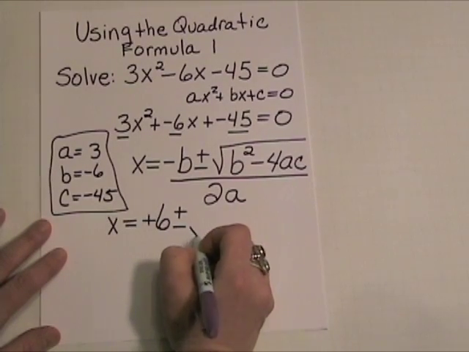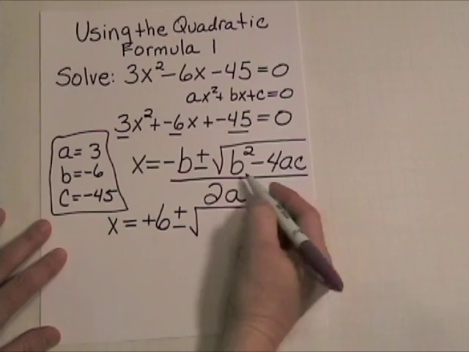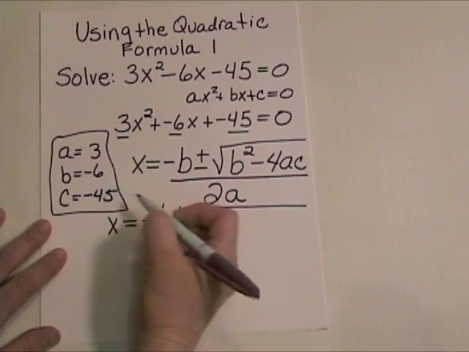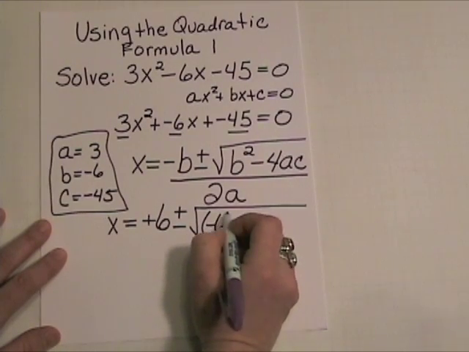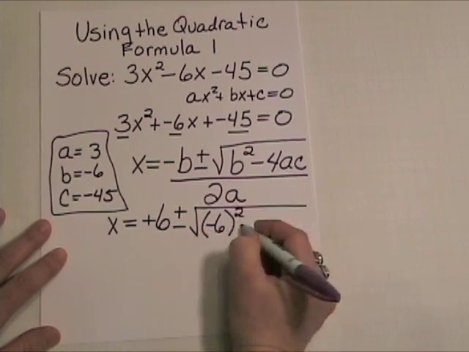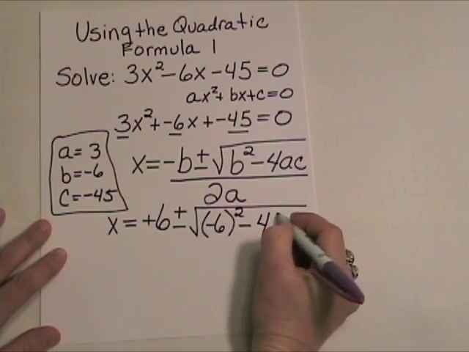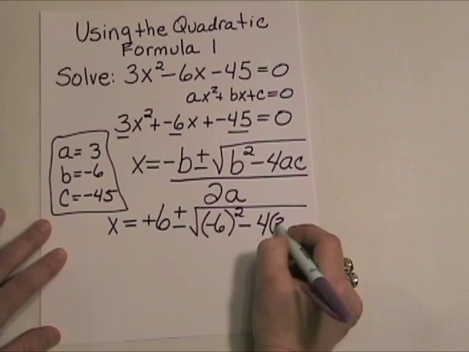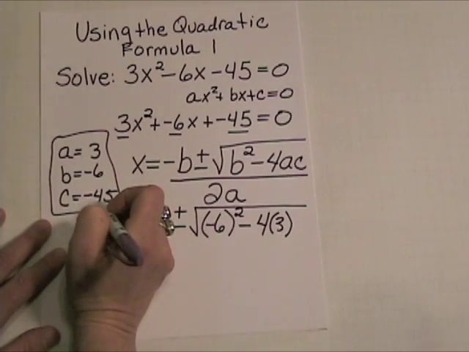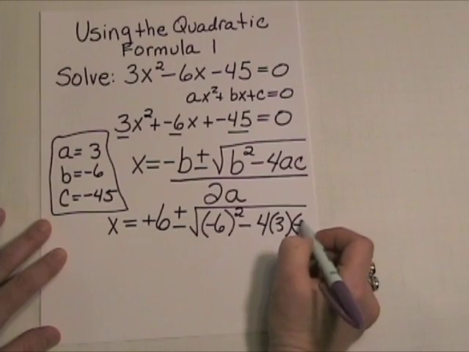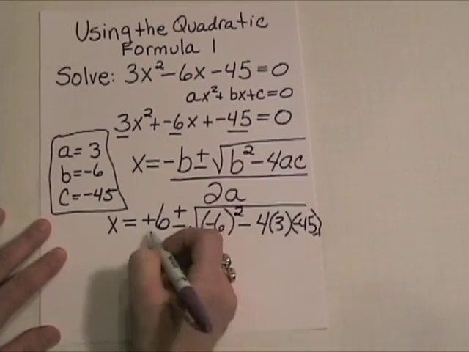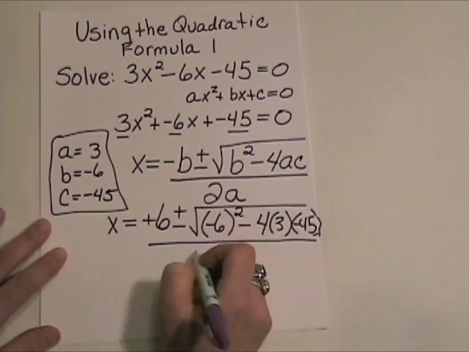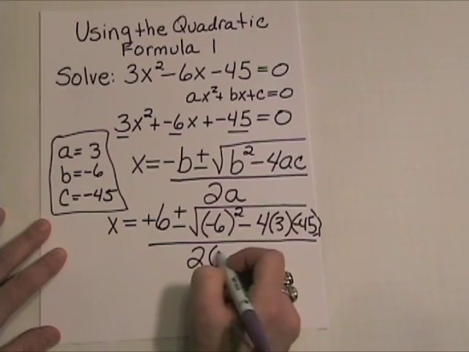Now, we're going to write our radical. B squared, negative 6 times negative 6 would be, well, you know what, let's just put it in like this. Negative 6 squared, minus 4 times a, which is 3, times c, which is negative 45. And that's all going to be divided by 2 times a, which is 3.